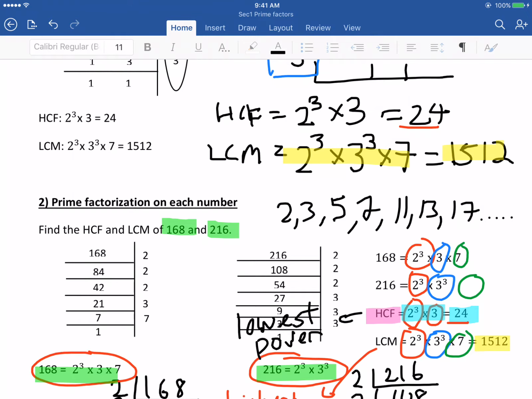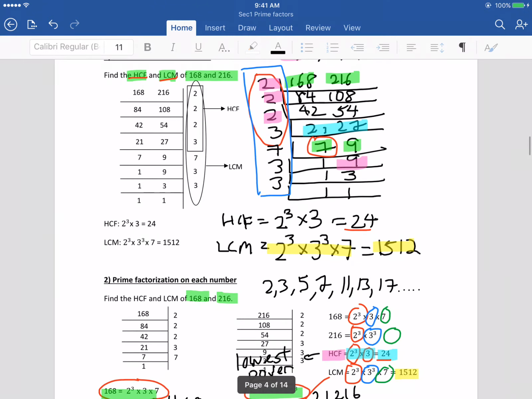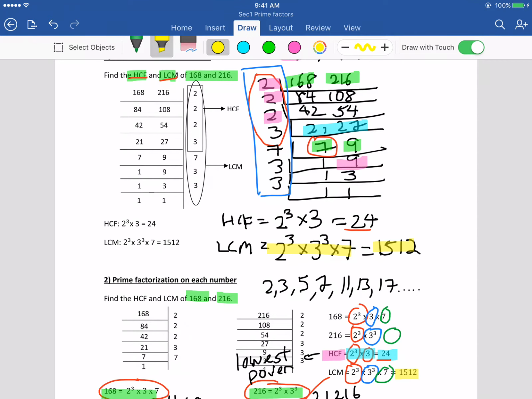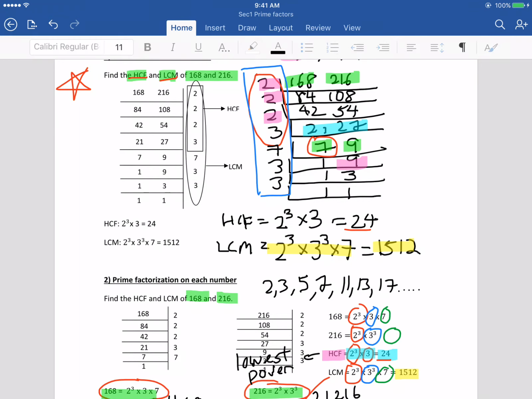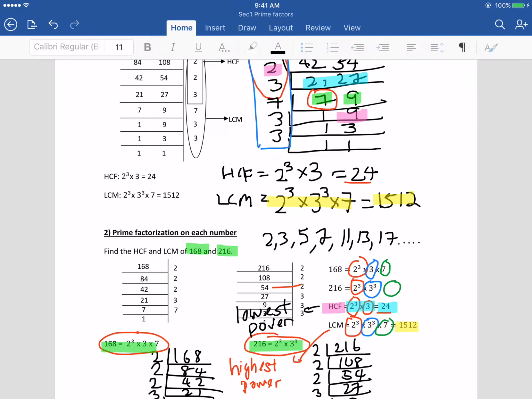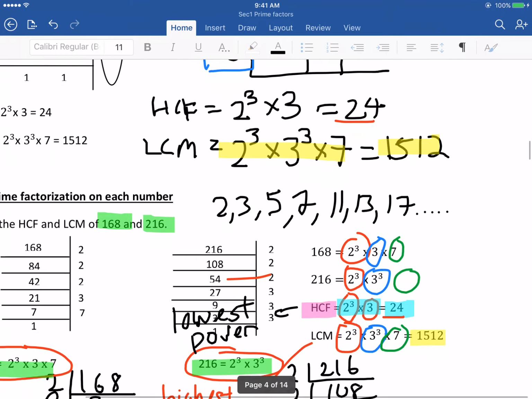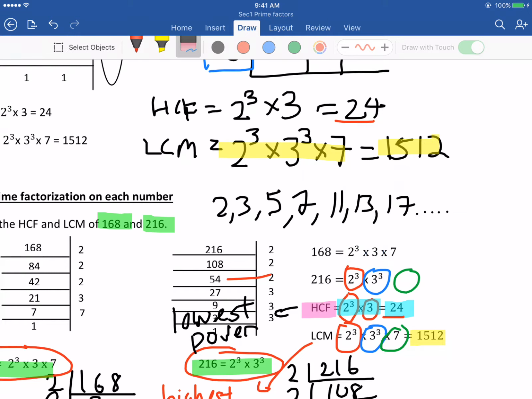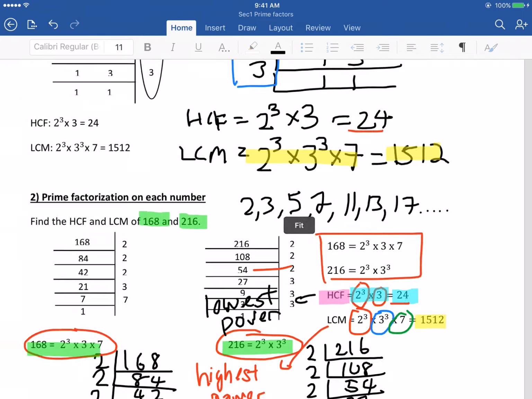Okay, so you may ask me, which method should we use in examinations? I think the fastest way is actually the first one, the ladder method. You should use this. However, if the question gives you the numbers in terms of prime factors like that, we just make a direct comparison of the powers. That would be the fastest way. So, for you guys, you must go and learn both methods. Okay?